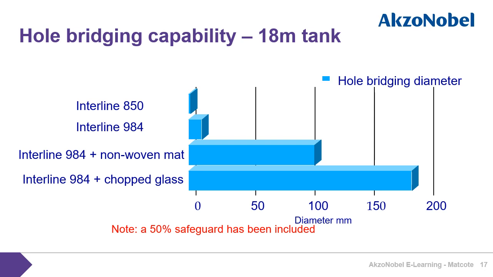I've talked already about the hole bridging capability of the Matcote system, and the chart on screen shows how the Interline 984 and chopped glass fibre system, or the Matcote system, can deliver hole bridging capability of up to 180 mm in an 18 metre tank. This is to tackle the scourge of underside corrosion.